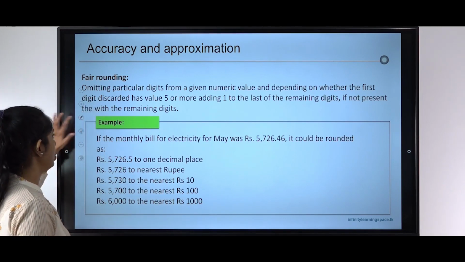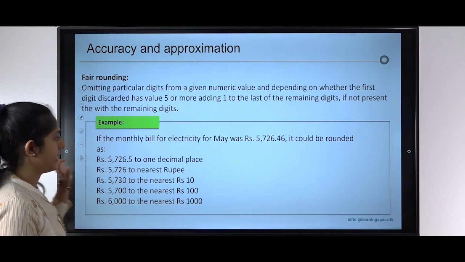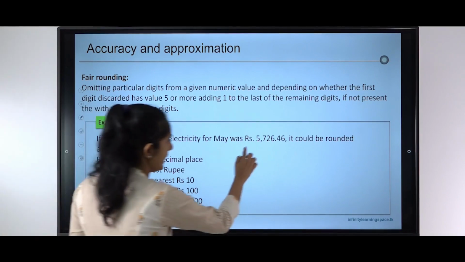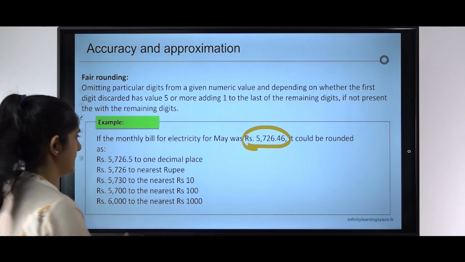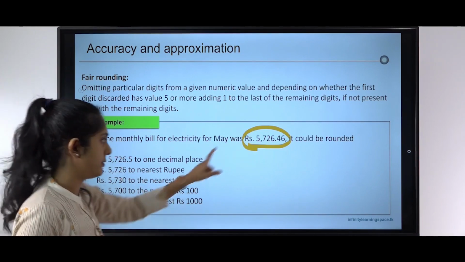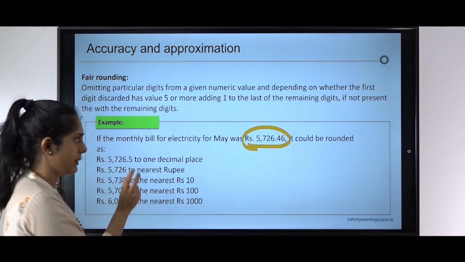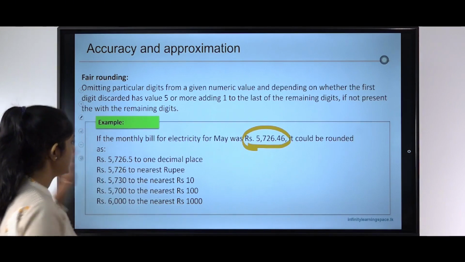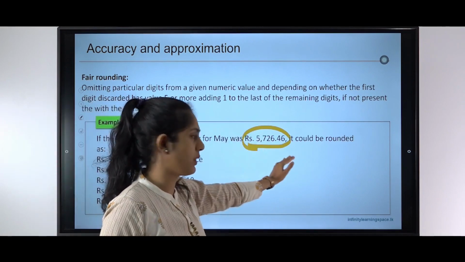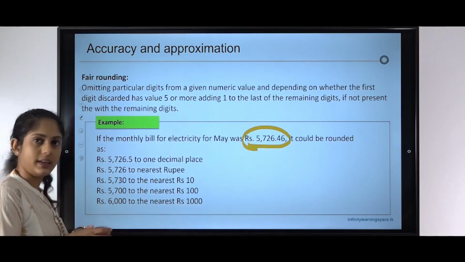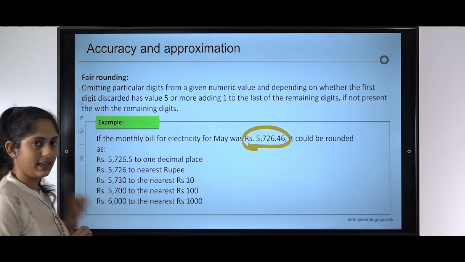For example, first of all, rounding off is where we see a number like this, 5,726.46. There are two decimals. These 4 and 6 are called decimals. After the main numbers, the whole number, you have two decimals. So this monthly bill for electricity for May was 5,726.46. It can be rounded. Rounded means approximated, right, to different levels.